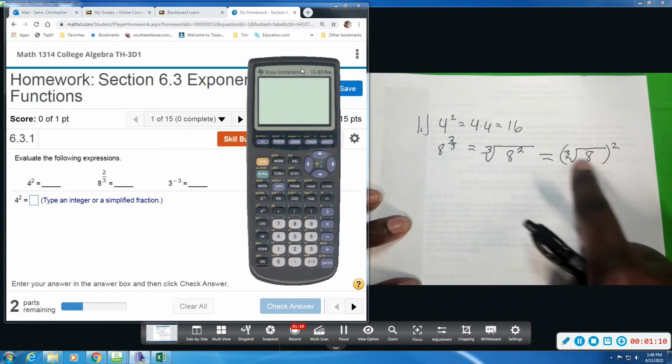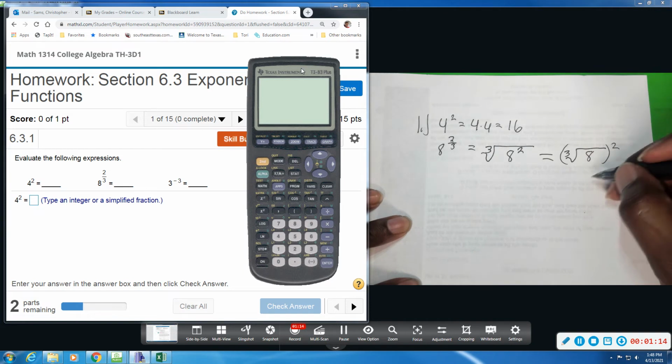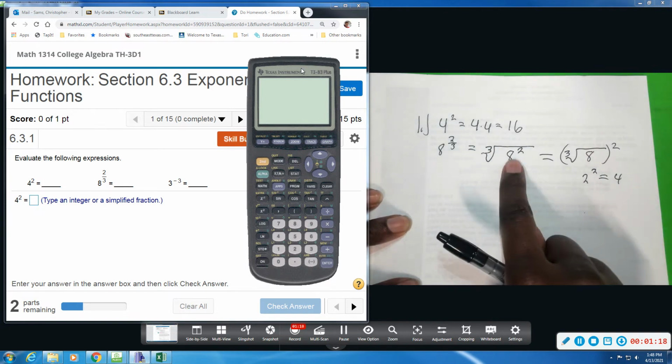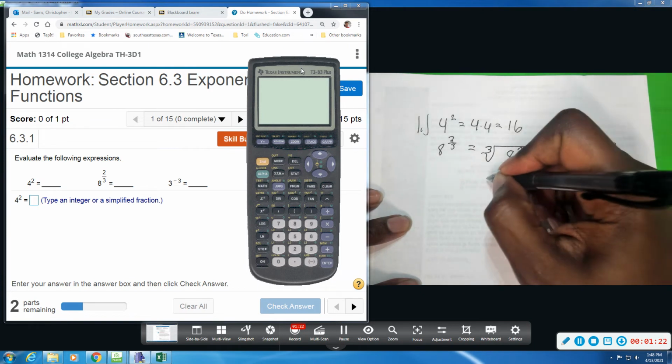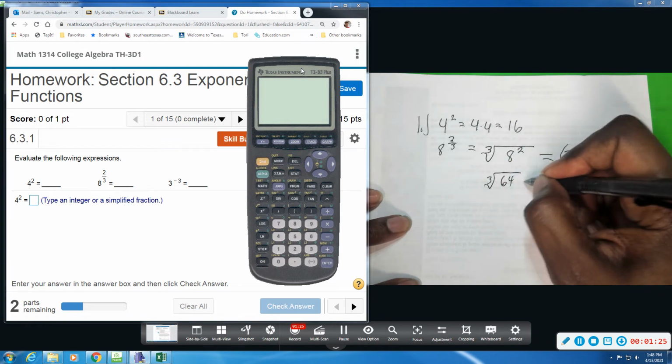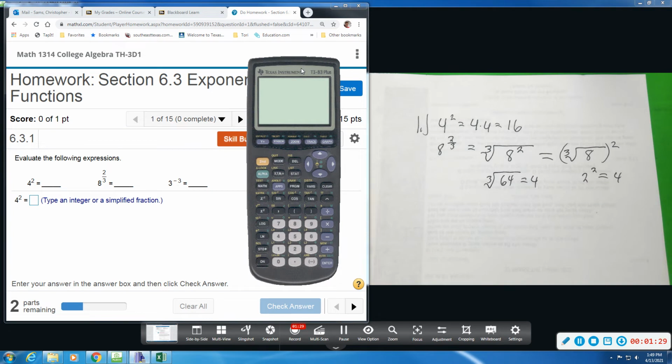I like to try to make it smaller first. I would do this. Cube root of 8 is 2, and then this gives you 2 squared, which is 4. If you do it this way, you get 8 squared is 64, and then the cube root of 64 is 4. Either way, you get 4. So let me show you that one.